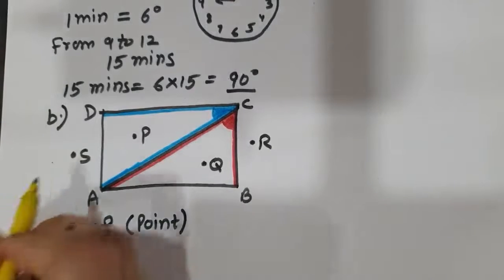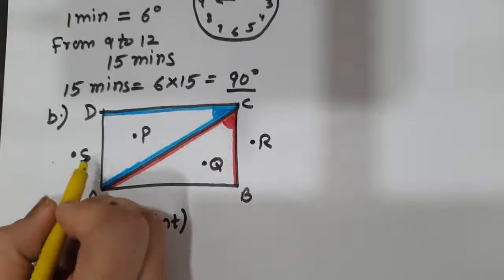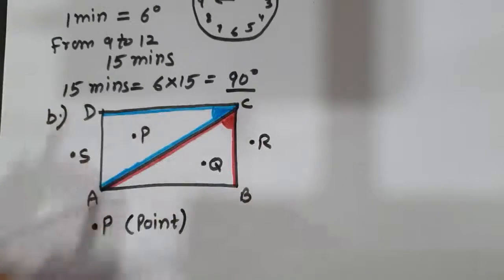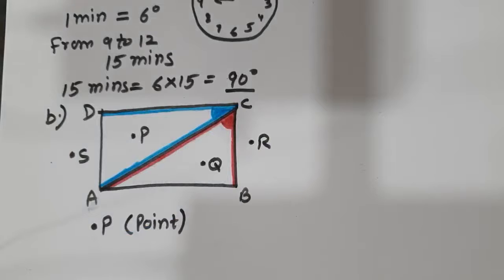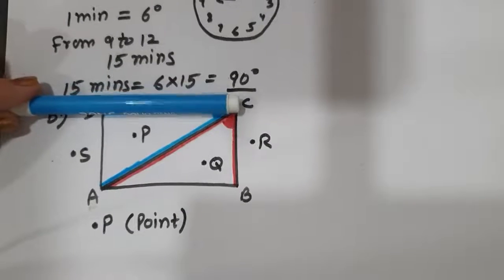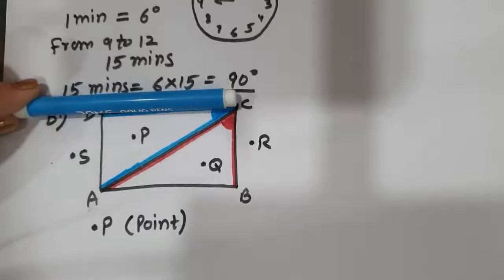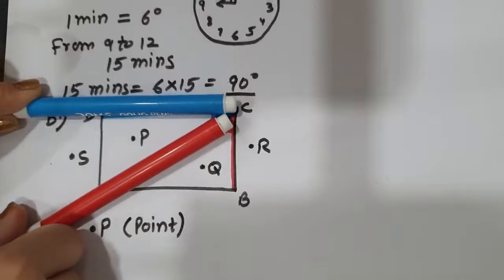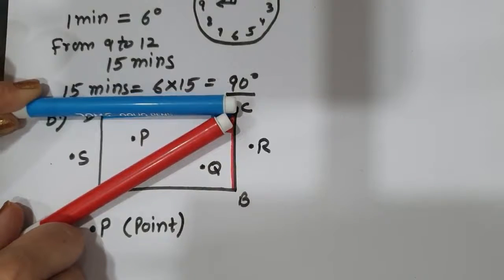Now I can see point S is outside the rectangle, but we are talking about all the points which are in the interior of the angle. So let me extend the line. This is one line, this is another arm of the angle. Now S is there in the interior of this angle.